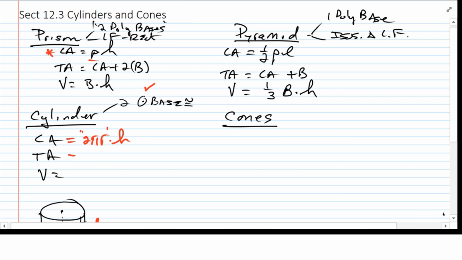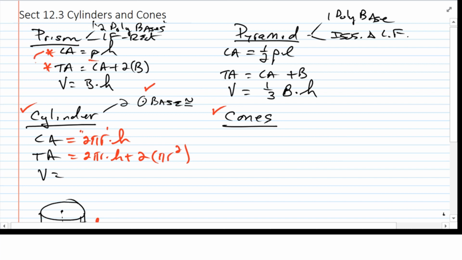TA is going to be the lateral area plus 2 times the area of the base. That's actually the same formula as our TA up here, but we want to be more specific because we already know the lateral area is 2 pi r times h. So I'm going to write this out: 2 pi r times h plus 2 times the area of the base. Now what's the area of a circle? It's pi r squared. Notice that for cylinders, and also for cones when we get to them, our formulas are more specific because we only have one kind of base.